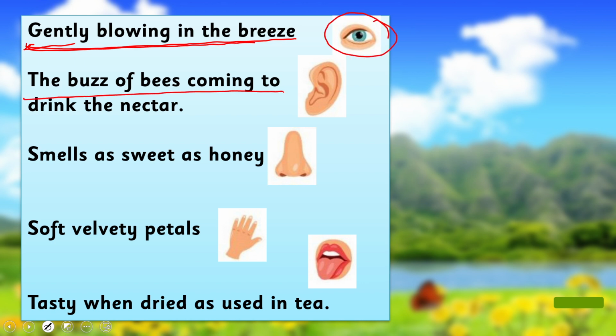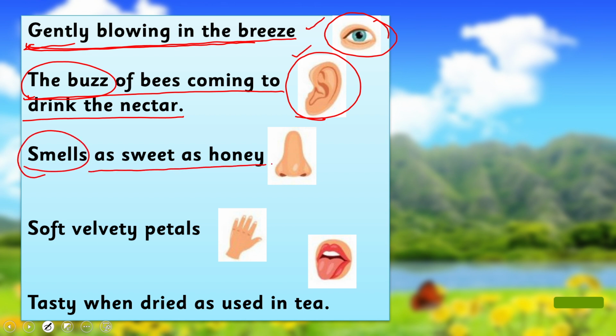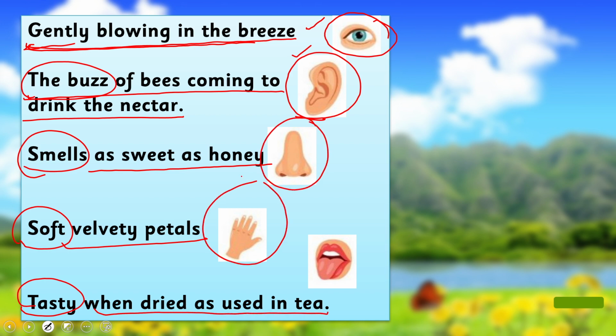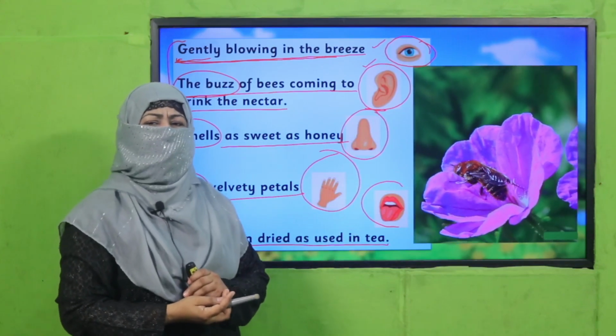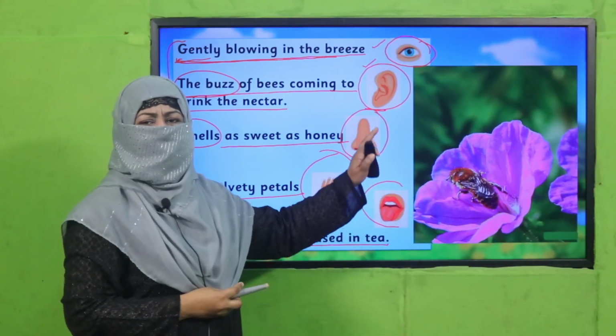The buzz of bees coming to drink the nectar. So you're hearing the buzz of bees, okay? So you have used the other sense, like the sense of hearing. Smells as sweet as honey, soft velvety petals, tasty when dried and used in tea. You see, all 5 senses you have used to describe a flower, and a flower like this appears in the reader's mind. Oh wow, beautiful flower, velvety petals, buzz of bees.